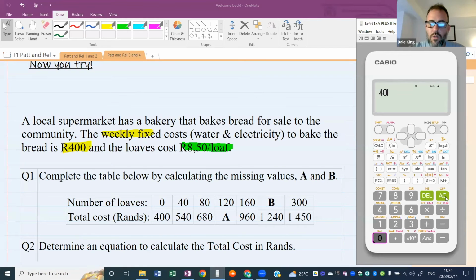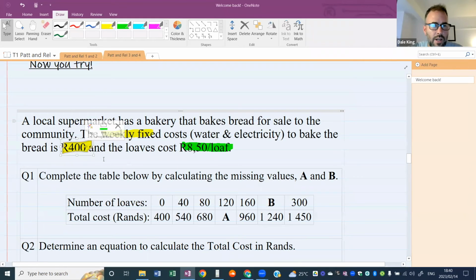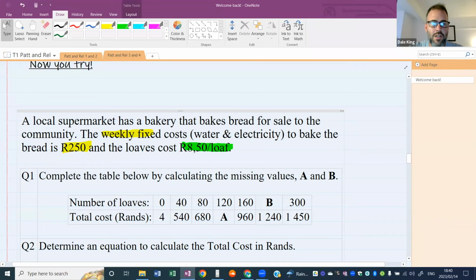It should be 400. Let's check if that's going to work. All right, let's see. 400 plus 8 Rand 50 multiplied by 40. Let's check if this works. Oh, that's wrong. I put times instead of plus. Let's go back, put a plus there. 740. Oh, so this initial one was incorrect. Oh, this poses a fantastic problem. We can actually correct the error with our calculations. So I'm going to delete them all.